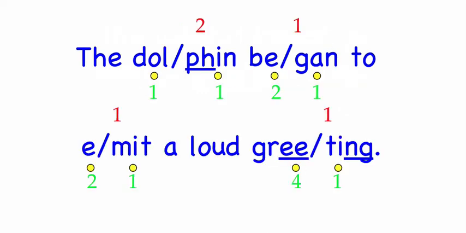Gree has three sounds: G, R, E. Ting, three sounds: T, I, NG. Greeting. The dolphin began to emit a loud greeting. Pause the video while you mark the words and then proceed to see how well you've marked the words. The dolphin began to emit a loud greeting.